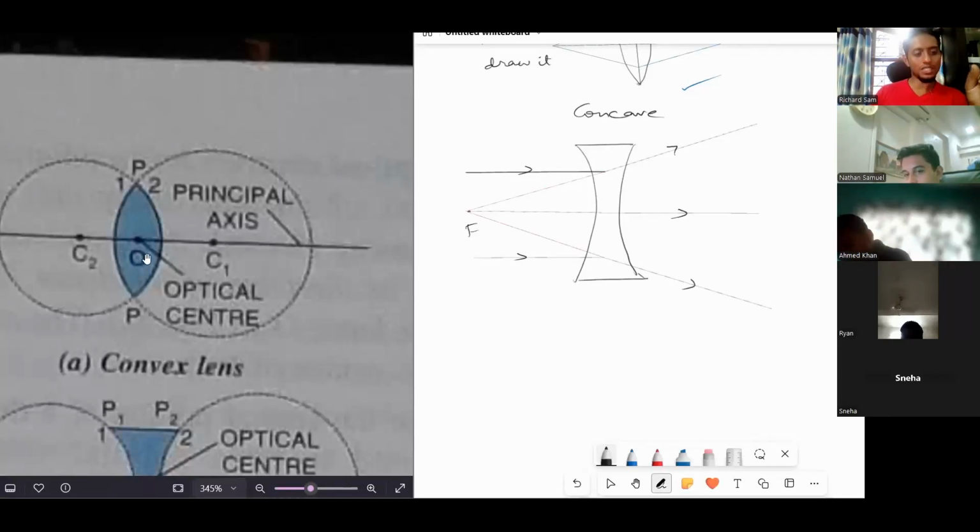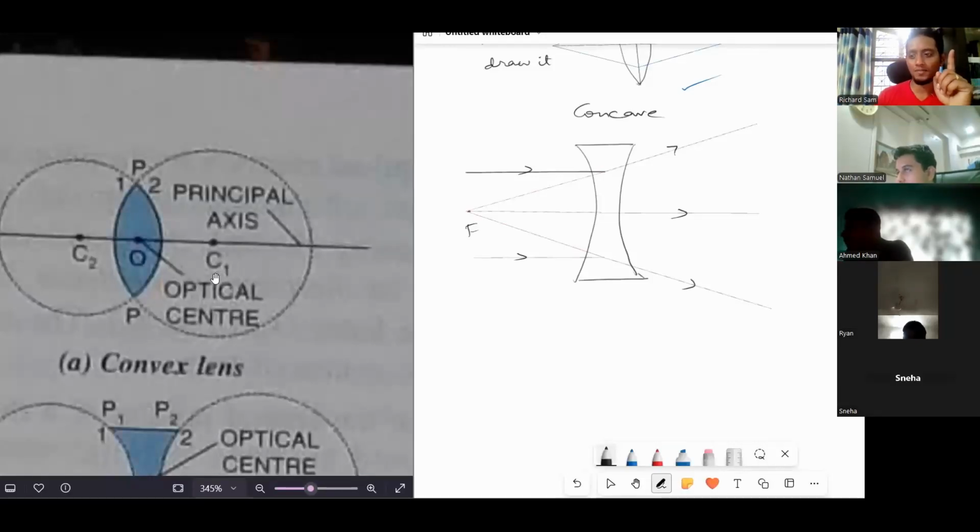All right. Next word is the distance from the center O. What is O first of all? O is called optical center. It is the center of this lens. Now the distance from O to C is called radius of curvature. What is C? Center of curvature. And OC is radius of curvature.